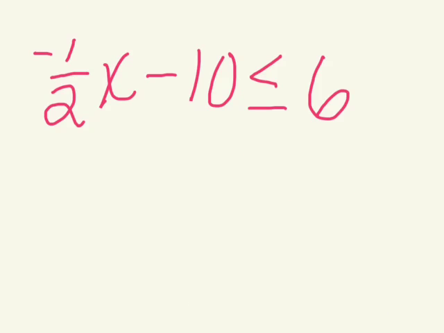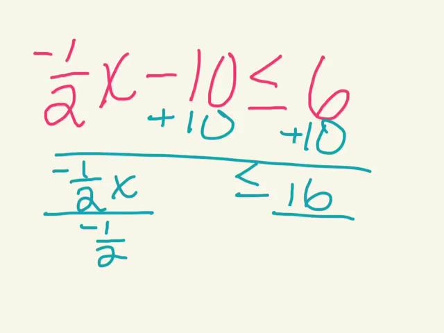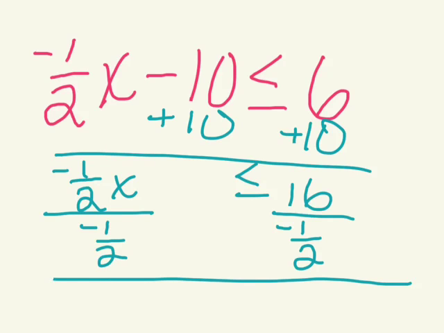Last example here. Negative 1/2 x minus 10 is less than or equal to 6, so I need to add 10 to both sides. Negative 1/2 x is less than or equal to 16. I need to divide both sides by negative 1/2. I'm dividing both sides by a negative, so I need to switch my sign. And dividing by a negative 1/2 is the same as multiplying by the reciprocal. So I end up with x is greater than or equal to negative 32. So all numbers greater than or equal to negative 32 should work.